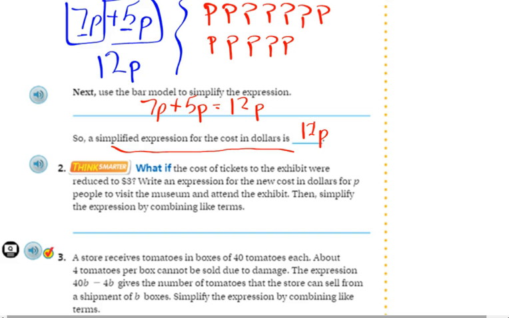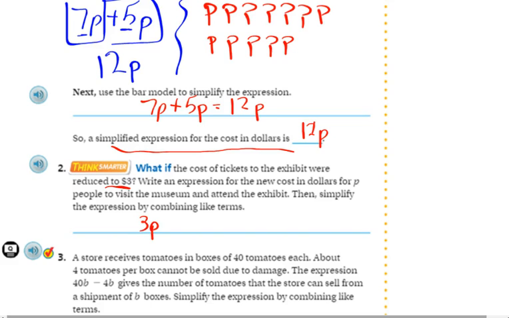Thanks for taking the time to pause that video. So I'm going to walk you through my thought process as to how to get this filled in. Cost of the tickets to the exhibit were reduced to $3. All right, so the exhibit, and that was the mammoth exhibit, which was originally $5, is now $3. So instead of 5p, we're going to think about this as 3p.